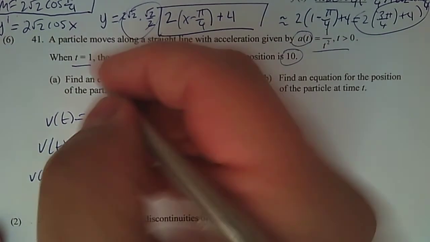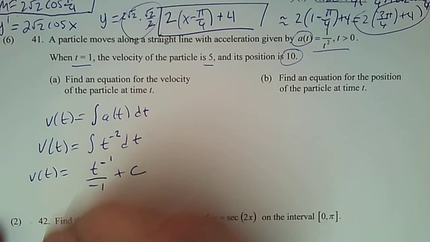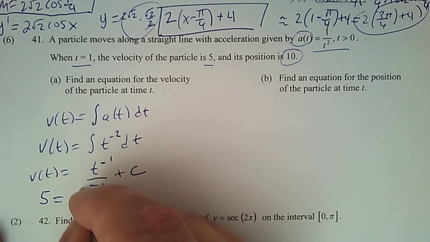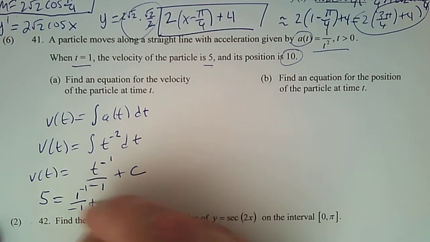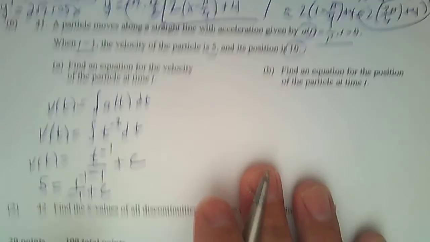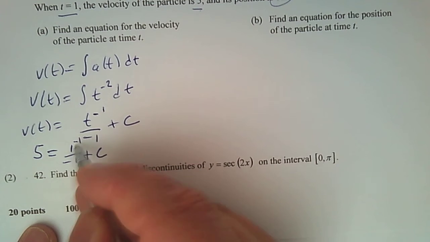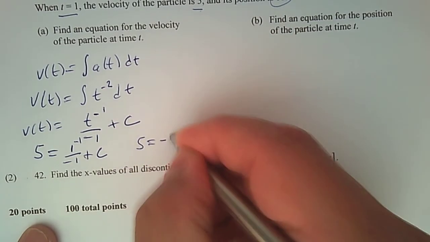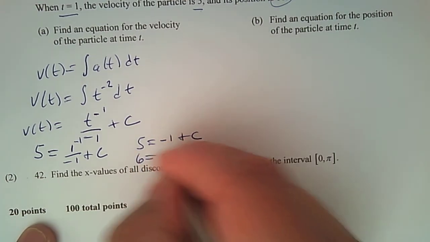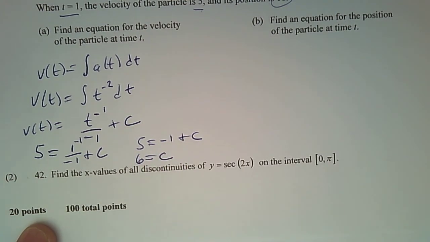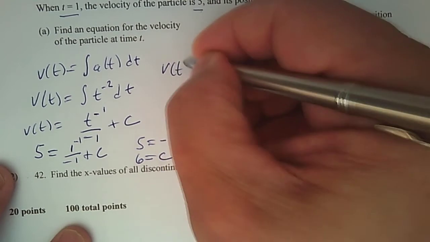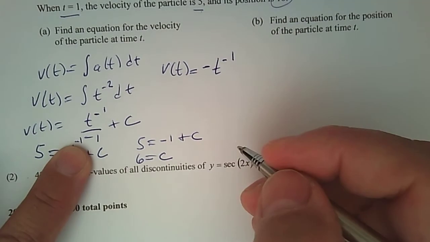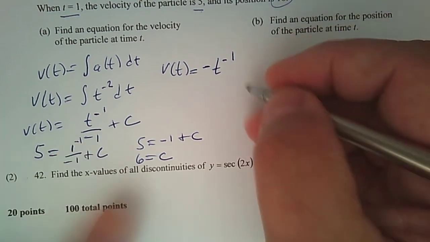Yep. It says when t equals 1, what is the velocity? 5. So the velocity is 5. I'm going to put in 1 and solve it for c. So this looks a little complicated, but 1 to any exponent equals 1, and 1 divided by negative 1 is negative 1. Add 1 to the other side, and what does c equal? And c equals 6. So what is the velocity? If I summarize this, it would be negative t to the negative 1, that's what that is, plus 6.